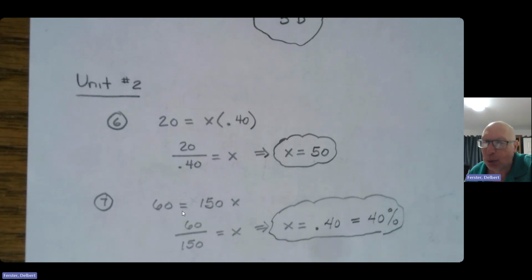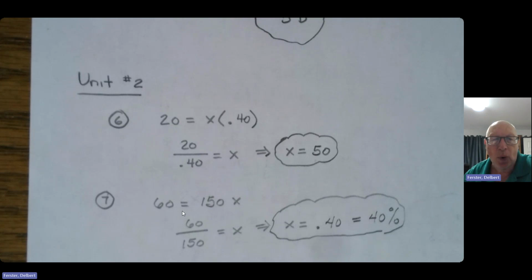It's straight into an algebra equation. So it's a clean divide by 0.40, and you have solved for X. And you find that in this case, the base would be 50. So it is in fact true that 40% of 50 would get us a result of 20.